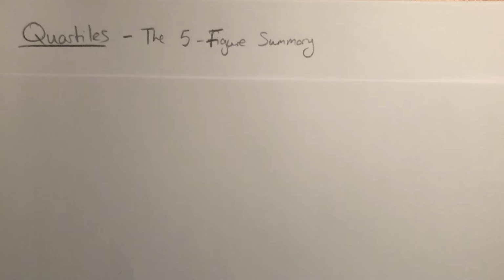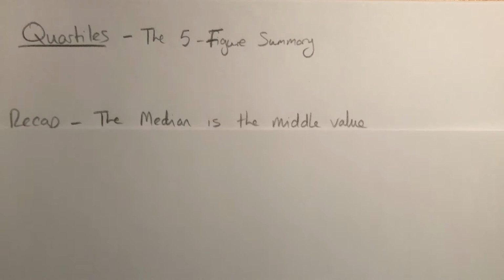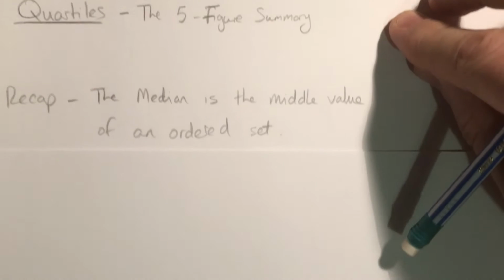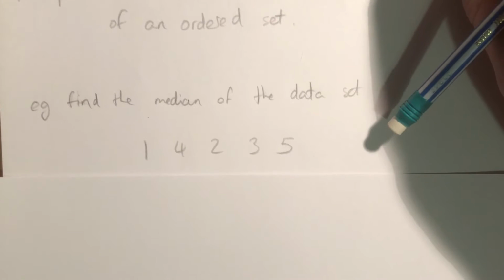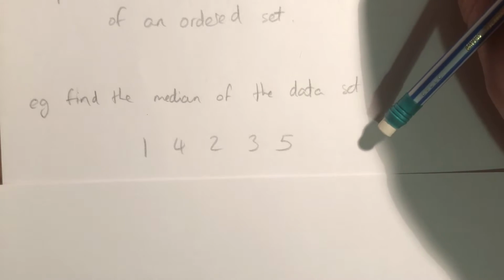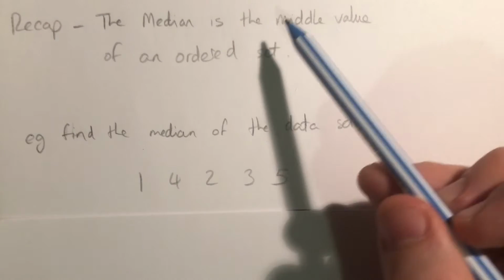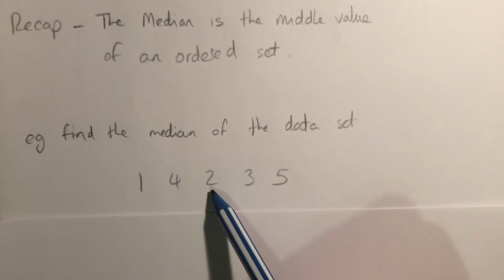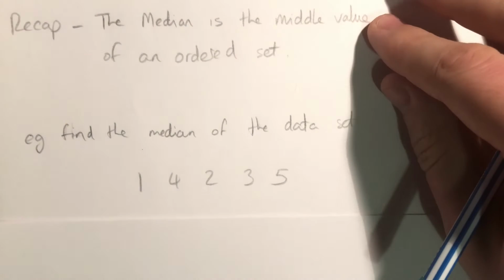So to be able to learn how to do quartiles, we need to recap first and look back at the median. Now, the median is just an average, and it is the middle value from an ordered set. That means we have to put numbers in order from lowest to highest first and work out which value is in the middle. So the example I've got here for you is finding the median of the data set 1, 4, 2, 3 and 5. Now again, it says the middle value of an ordered set. The median here is not 2 because this is not being put in order. We have to put this in order first of all.